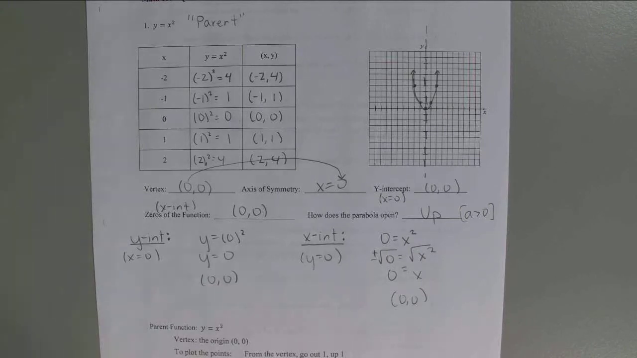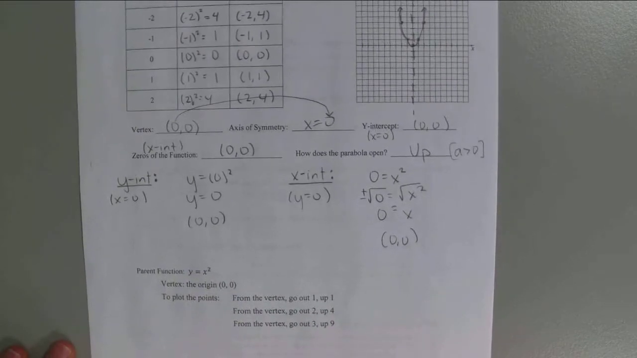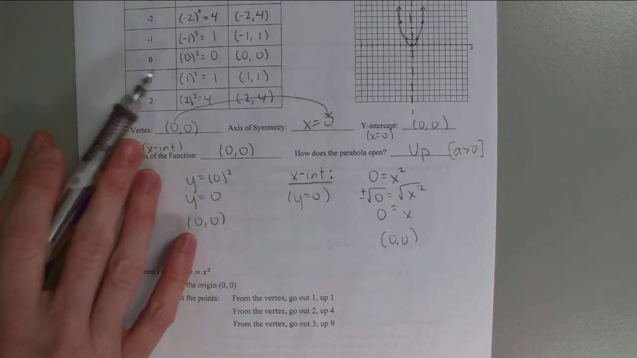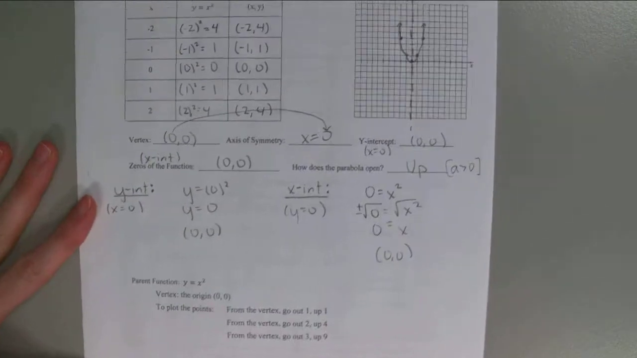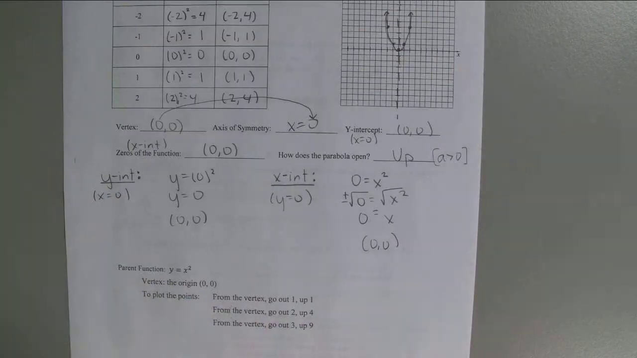All right, so notice down here, guys, I kind of have everything already stated for you. The parent function, before we shift it at all, x squared, is the most basic quadratic you can have. So if our parent function is x squared, the vertex will always be at the origin (0, 0). And how do you have to plot your points? You don't have to make this chart. Please realize, in order to plot our points, all we have to do from the vertex is go over 1, up 1, wherever that vertex may be, because we're squaring, go over 2, up 4, and over 3, up 9.